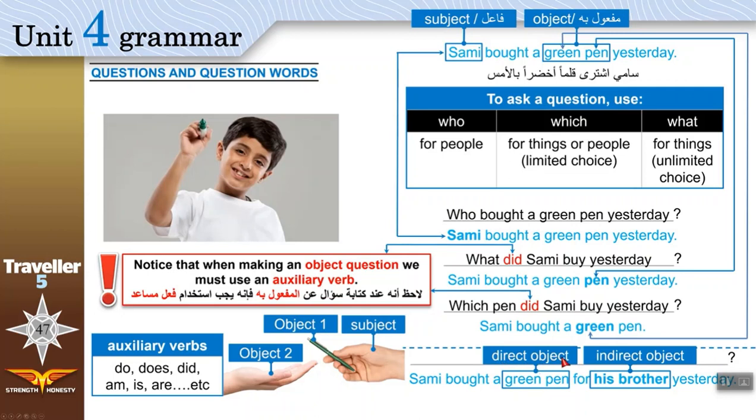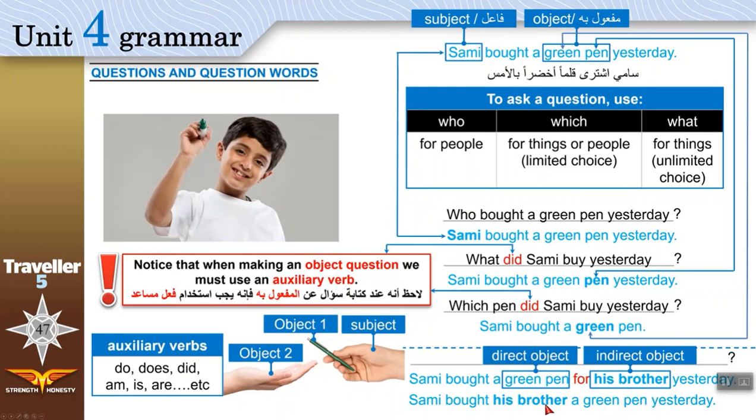If you start with the direct object, you need to use for or to between the direct object and the indirect object. Can I say, I gave my pen to my brother, right? You need to or for. You can also say, Sammy bought his brother a green pen yesterday. So you can see the first object and the second object can be exchangeable. We can put them in each other's place, so we can switch these two objects between them.